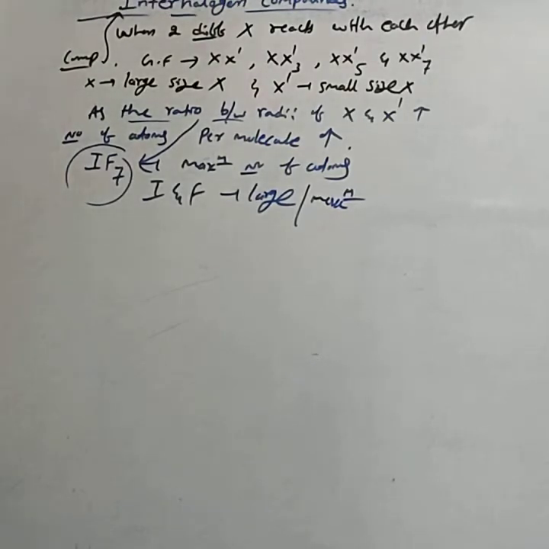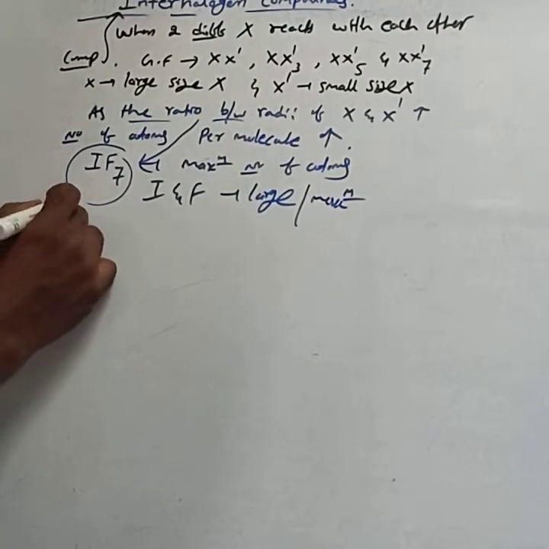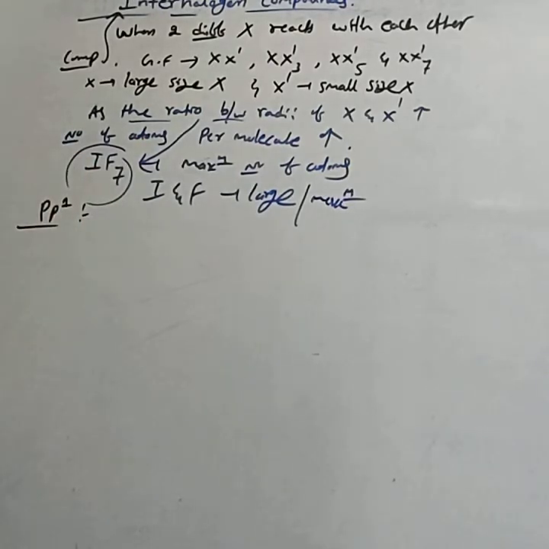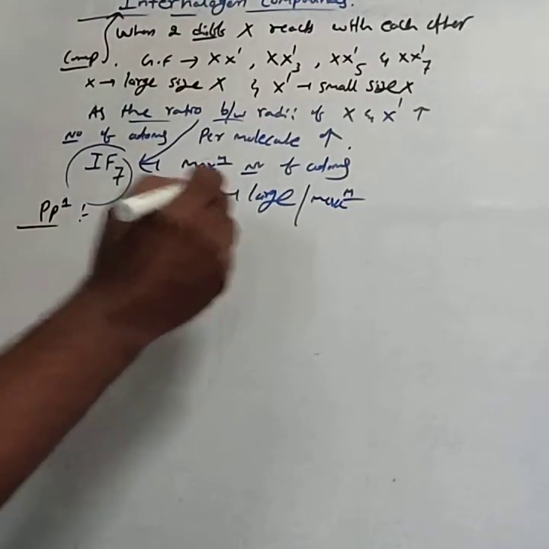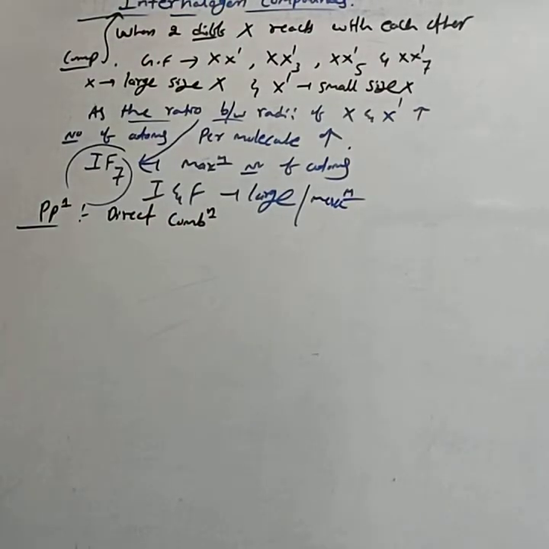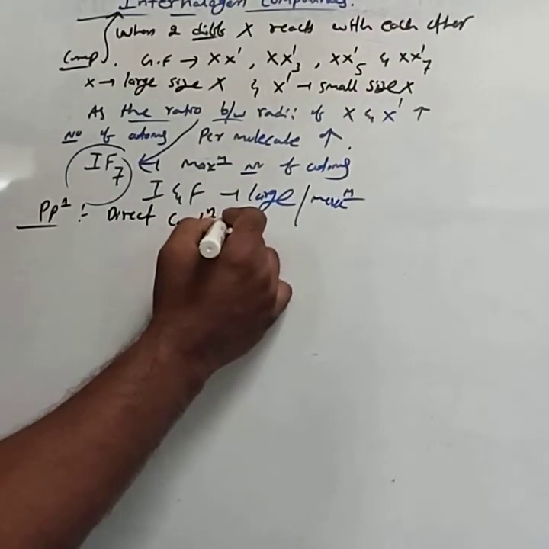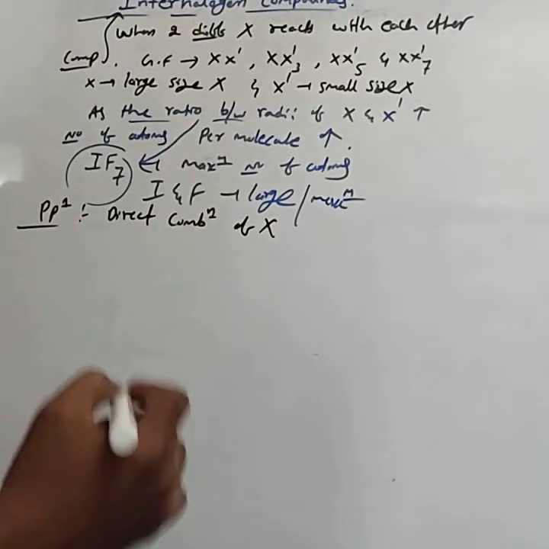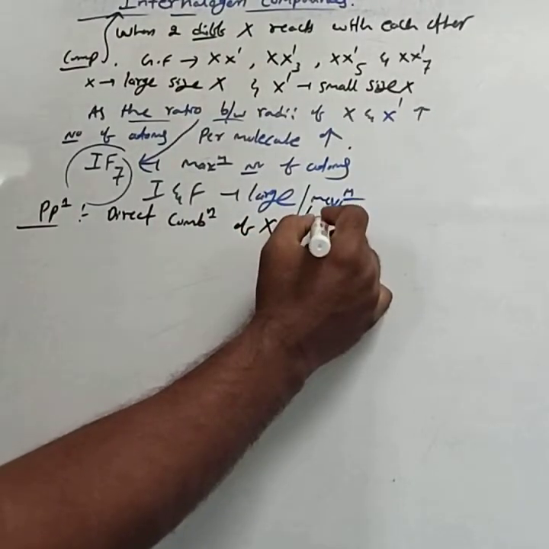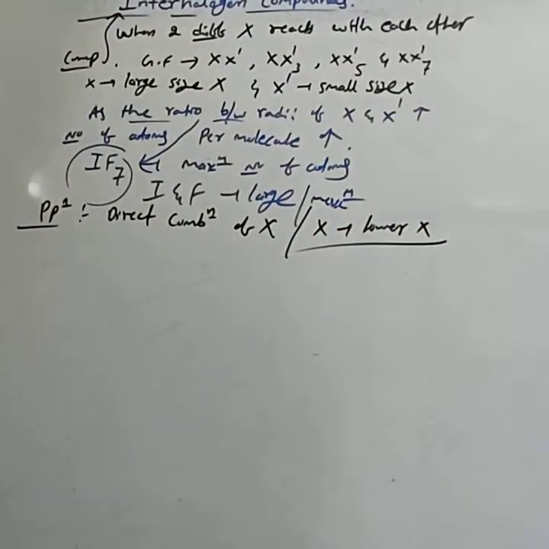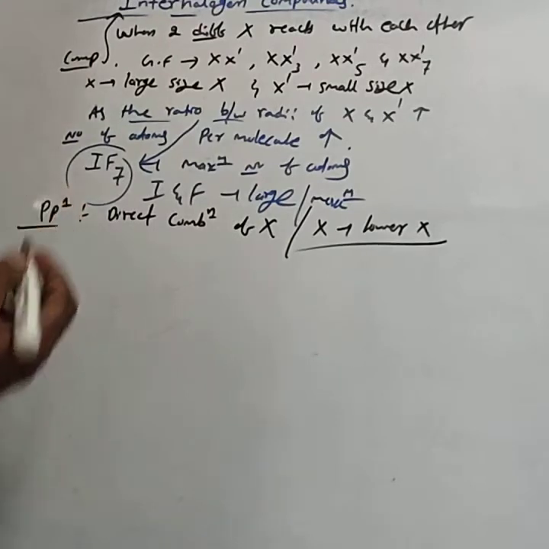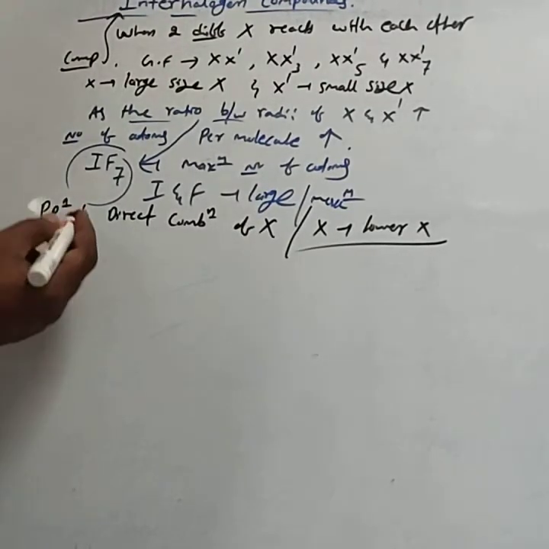Next, consider the preparation. Interhalogen compounds can be prepared by direct combination of halogens, or by the action of a halogen on a lower halogen. Thereby you can obtain the interhalogen compound. These are all used for one mark questions.